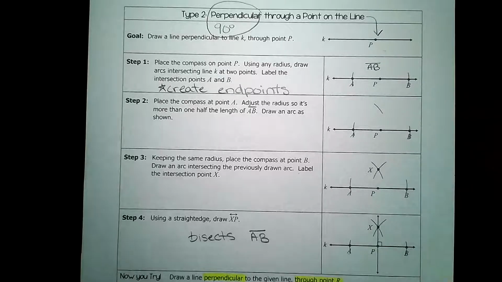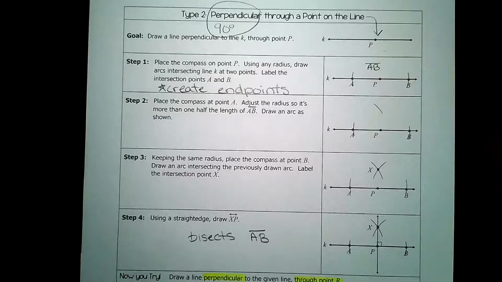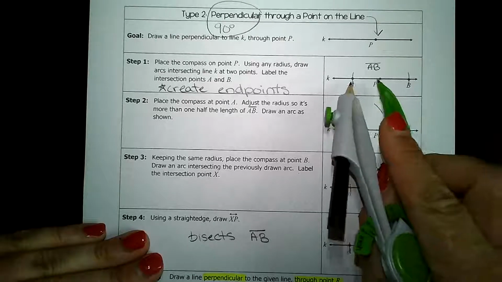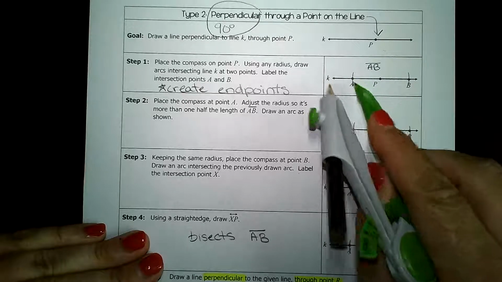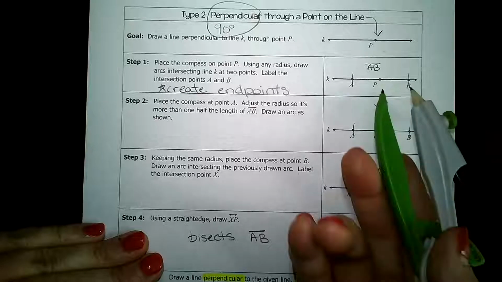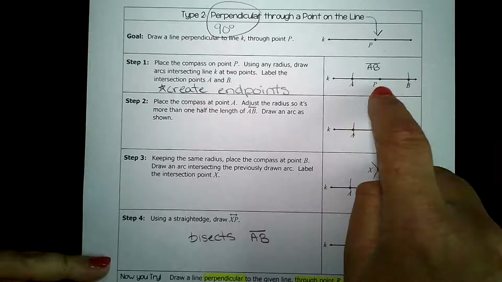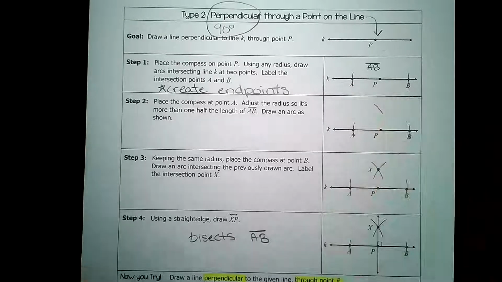In order to do that, you've really got to pay attention to the angle of the arcs. Okay, so here, this arc at A is facing point P. This arc at B is facing point P, so you know that these two arcs came from point P. So there's little details like that to pay attention to as well.